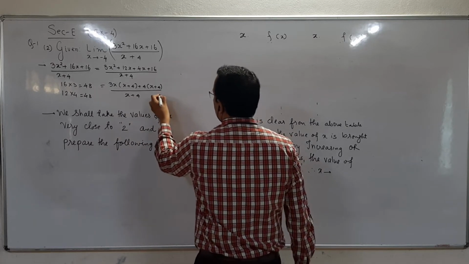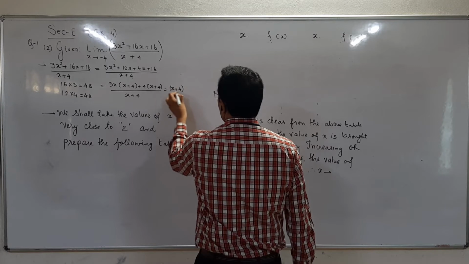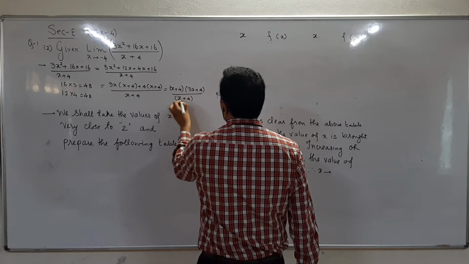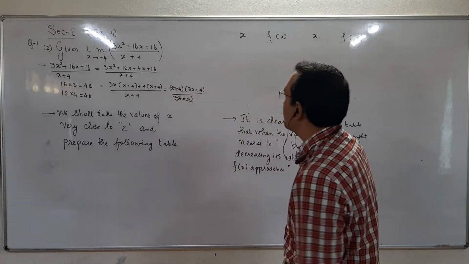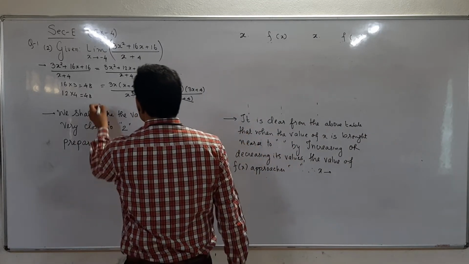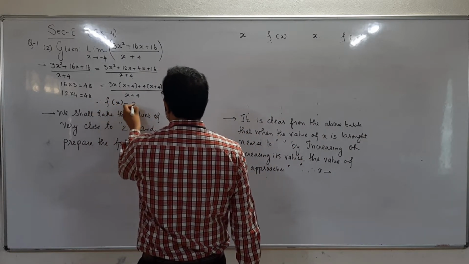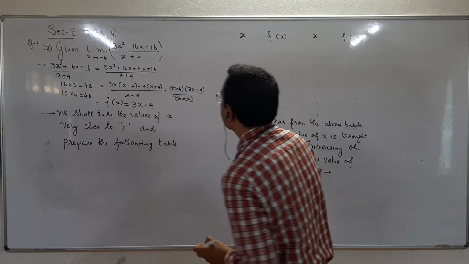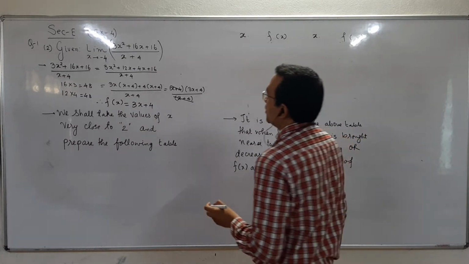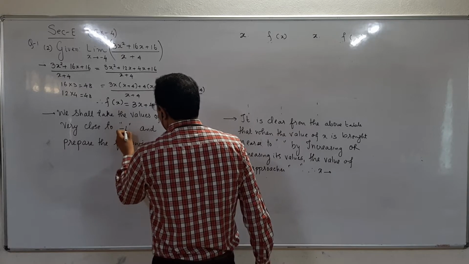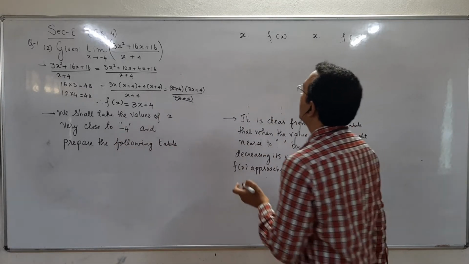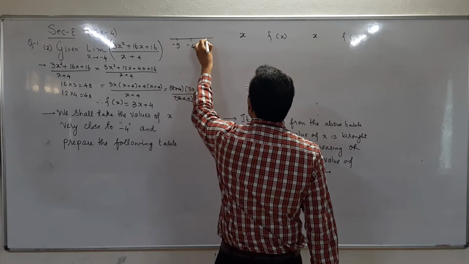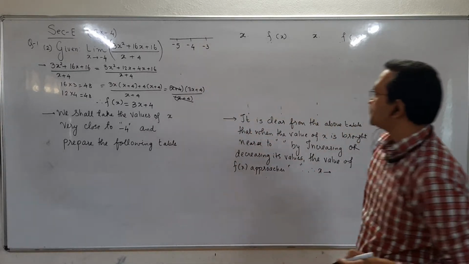So students, x plus 4 into 3x plus 4 upon x plus 4. x plus 4 gets cancelled. So our function f(x) is nothing but only 3x plus 4. So we shall take the values of x very close to minus 4 and prepare the following table. Now immediately, students, draw the number line. Minus 4, left hand side minus 5, right hand side minus 3.